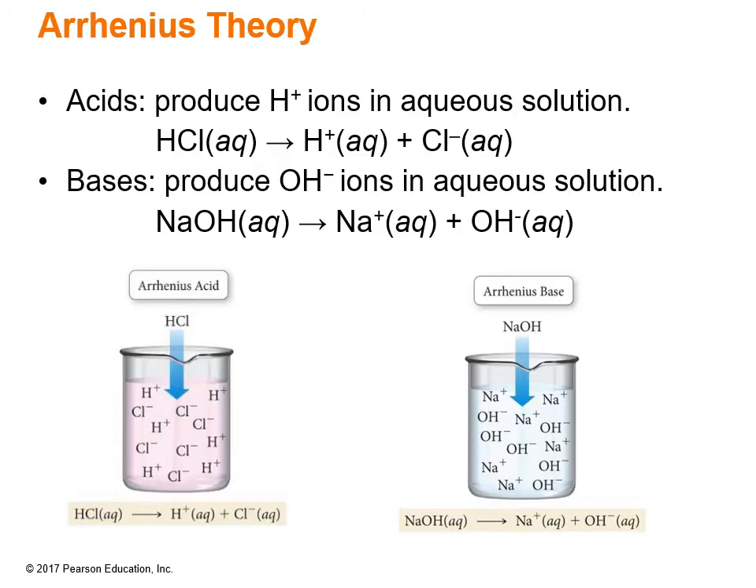So the Arrhenius theory, this is the definition you're most familiar with. An Arrhenius acid produces H+, and an Arrhenius base produces OH-. So this is the familiar definition that we're used to. So HCl would dissociate into H+, making an acid, and Cl- as the anion. NaOH would dissociate into Na+ and OH-, which makes it a base.